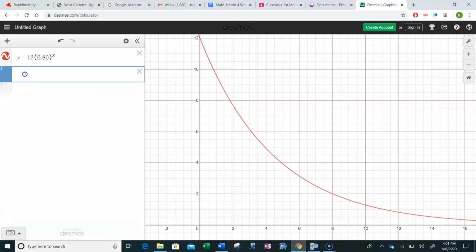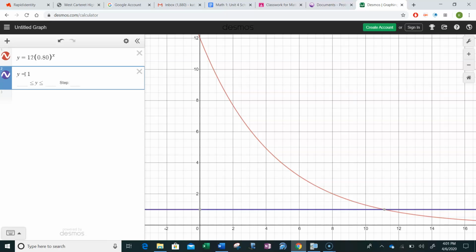Another way you could do it is you could come in here and you could intersect this function with the line y equals 1, and then come over and hover at where that's at. And we can see that it took 11.136 hours for it to reach a depth of 1 foot. But we want it to be less than 1 foot, and it has to be whole hours. So we wouldn't round down in this case, or we wouldn't be less than 1 foot. We would have to round up and make it 12 hours.